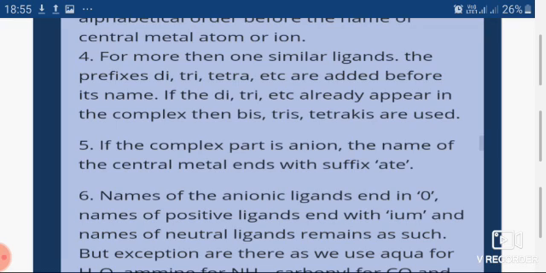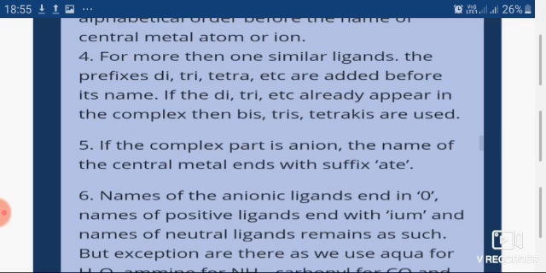Now the next is, if the complex part is an anion, the name of the central metal ends with the suffix ate. If your complex part is an anion, it means it carries a negative charge. At that time, the ending of the complex name will be with the ate suffix. The ate suffix must be added to the name of the metal in case of anionic complexes.